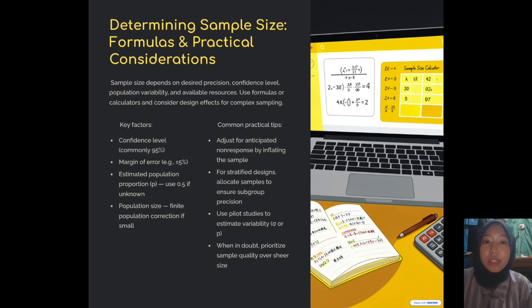After choosing the sampling method, we need to determine the sample size. Sample size depends on several factors such as the confidence level, margin of error, and population size. For example, many studies use a 95% confidence level and a 5% margin of error. We can calculate sample size using formulas or online tools. However, it is important to remember that quality is more important than quantity. A smaller but well-chosen sample is better than a large but biased one.